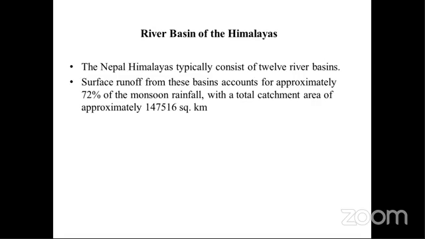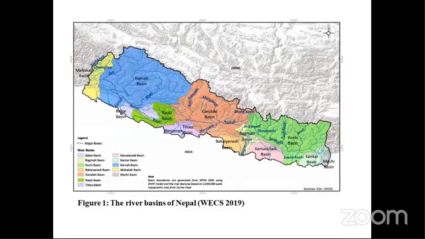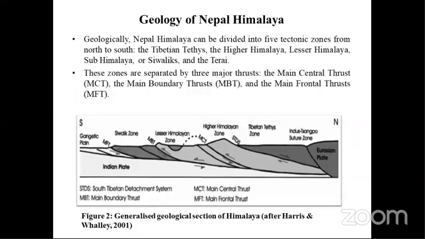and which drain about 72% of the monsoon rainfall to the Indo-Gangetic plains, through the different tributaries of the rivers of Nepal Himalayas. These are the river basins of the Nepal Himalaya that are presented in a map form of Nepal. And from east to west, there are 12 river basins.